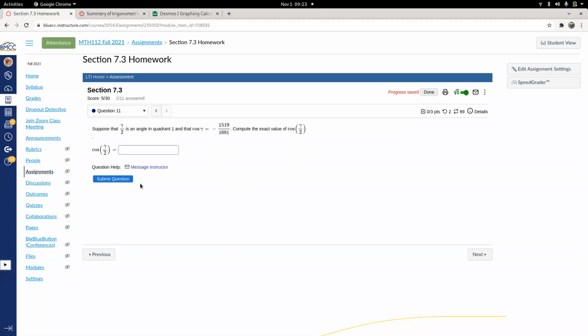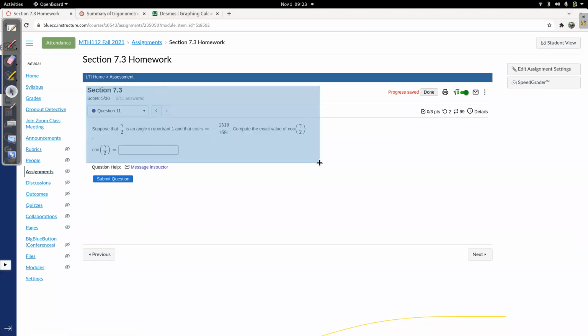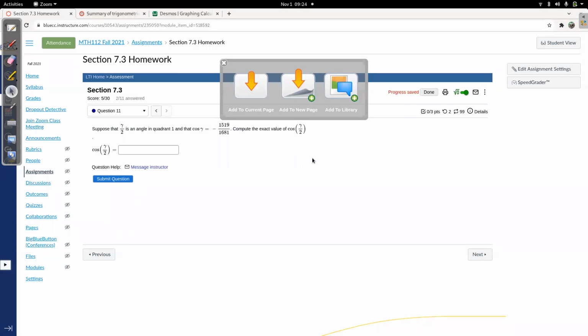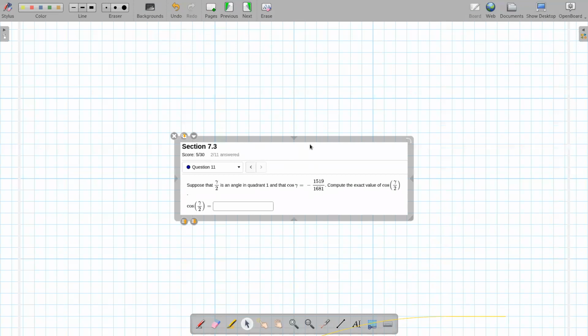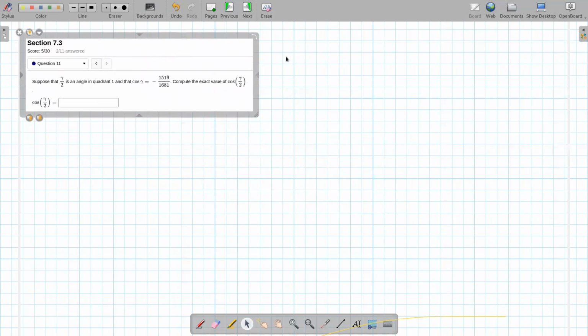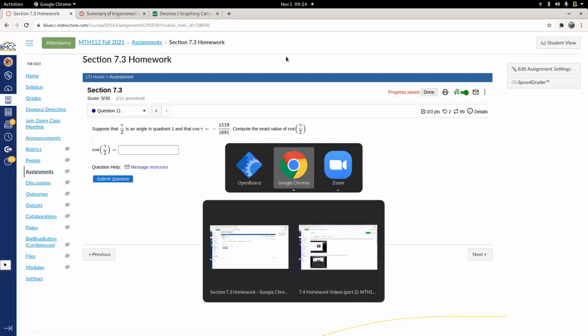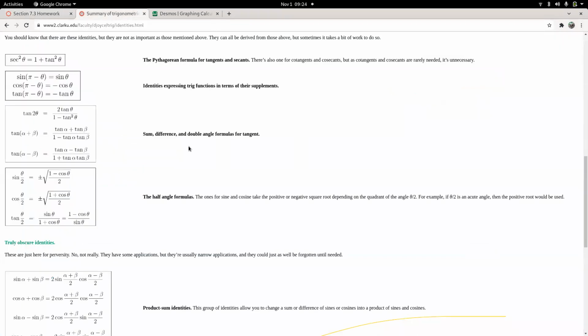All right, what can we do with this? Let's play with it. So this is an application of the half angle formula. If you don't have it memorized yet, just look it up. So trig cheat sheet, lately I like this one from Clark University.